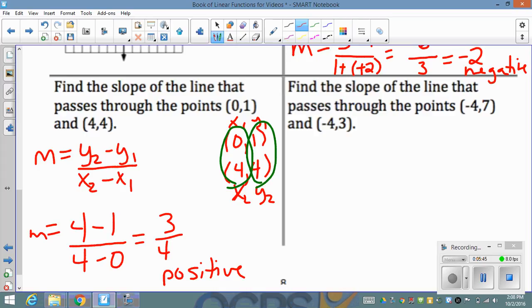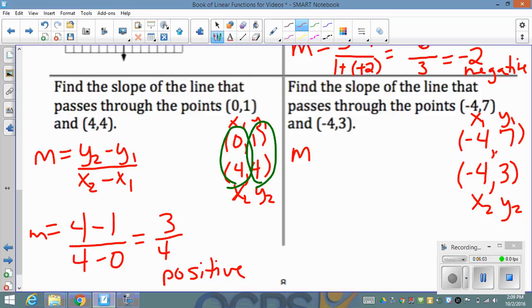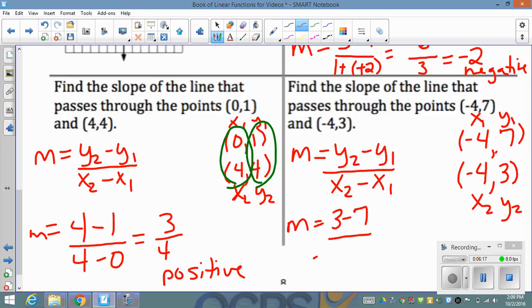Our final example. Do you notice that my x values are the same here? That means it's going to be one of my two special cases. So here's my x1, y1. Here's my x2, y2. Again, I'm using my slope formula. Change in y over change in x. So I'm going to do 3 minus 7 over negative 4 minus negative 4.